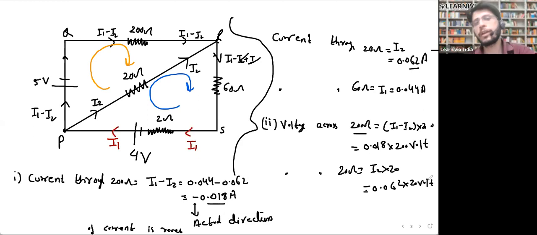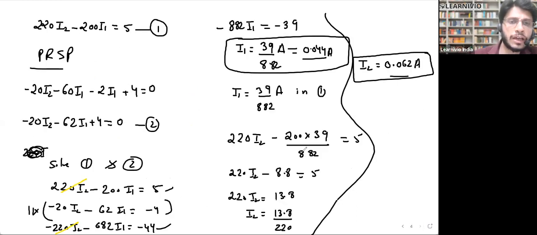Yes, sir. After calculating voltage across each resistor, the next task is to calculate heat dissipated across each resistor. Fatma, how do you calculate heat dissipated across each resistor?